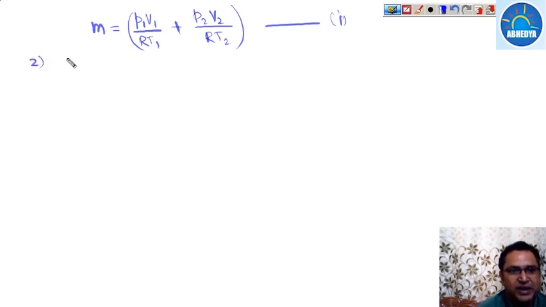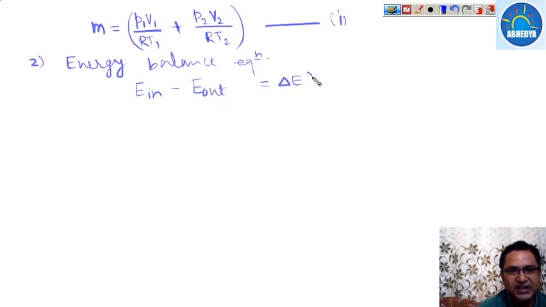Now the second, we will do the energy balance equation. What is the energy balance equation? According to the first law, that is E in minus E out is equal to delta E system. But is there any energy coming inside the system? No. Is there energy going outside the system? No. It means delta E of the system, the change in energy of the system itself, is equal to 0. So E initial would be equal to E final.